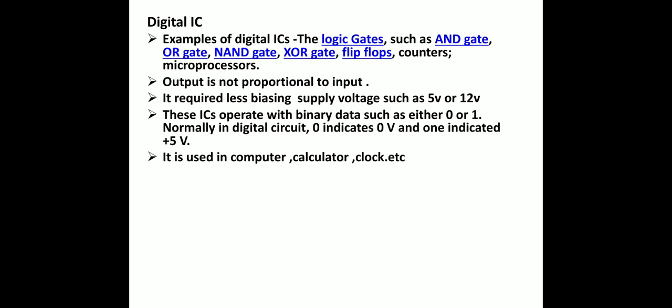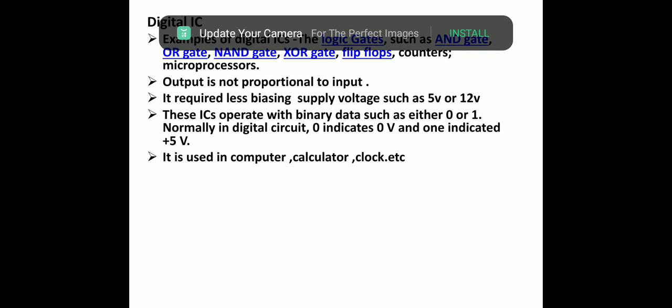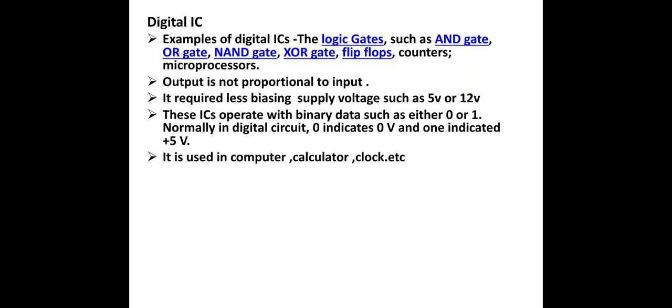What is the digital IC? Examples of digital ICs are the logic gates such as AND gate, OR gate, NAND gate, XOR gate, flip-flop, counters, microprocessor. In digital IC, output is not proportional to the input. Digital information is available in binary form, and binary numbers are only 0 or 1. It requires less biasing supply voltage such as 5 volt or 12 volt.